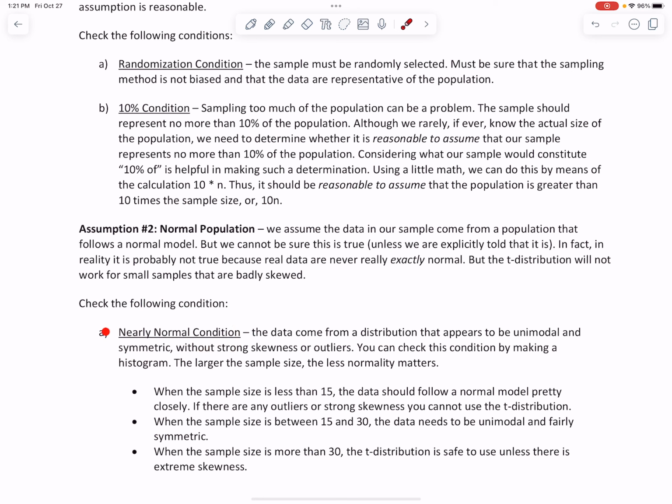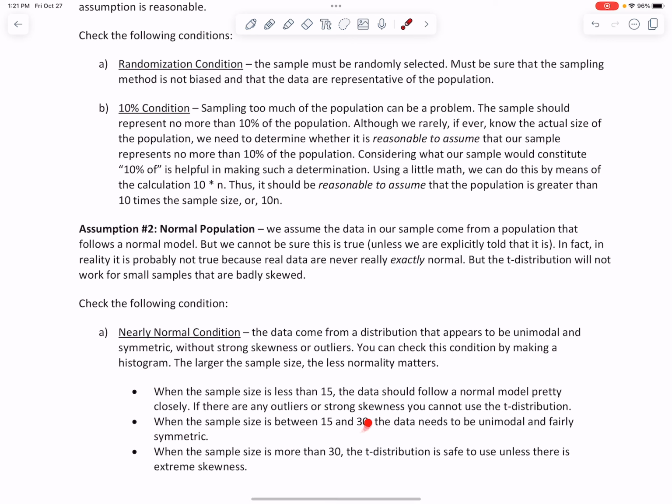If you'll recall from chapter 2, when we were dealing with proportions, we did success failure. And we did that using n times p and n times 1 minus p. But we don't have p, right? We have mu. So we can't do that. So instead, we look at the sample size, and when it's less than 15, the data should follow a normal model pretty closely. Unless there's some outliers or strong skewness, then you won't want to use the t-distribution.